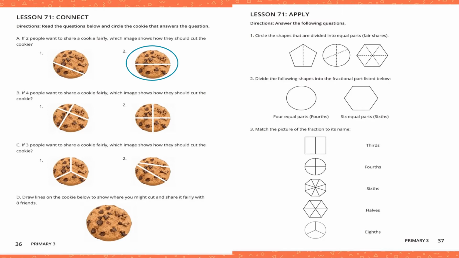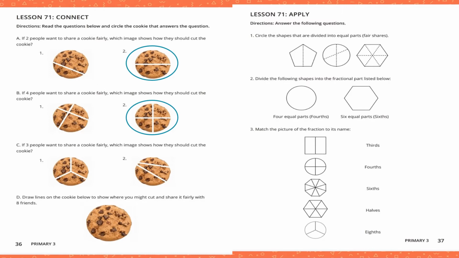Question B. If 4 people want to share a cookie fairly, again, fairly means equally. Which image shows how they should cut the cookie? The first image. Do I have 4 equal parts here? No, they are not equal. So I will choose number 2. They are equal parts.